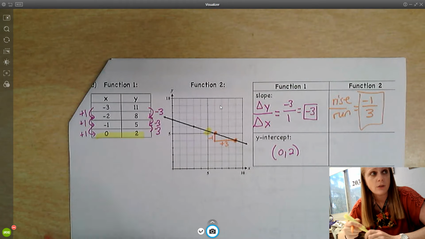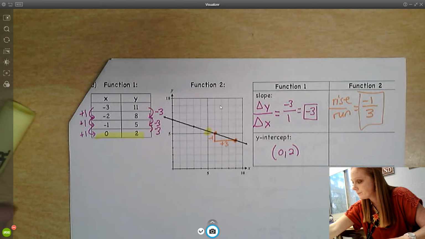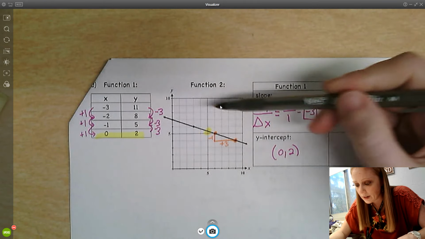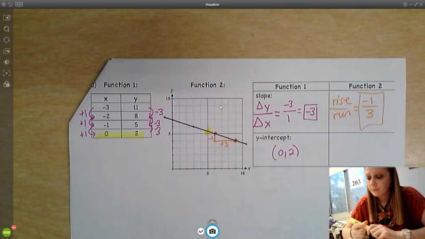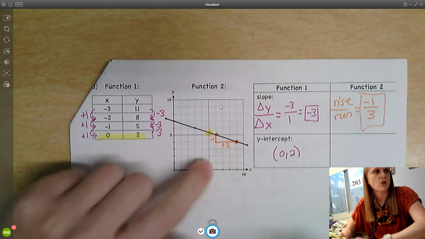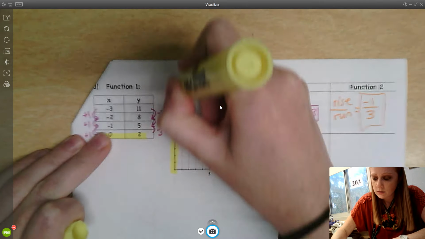So if you look carefully, it looks like it's crossing in between. Oh, this is not the y-axis. My bad. Pretend that's not there. That line looked a little dark, so I thought it was the y-axis. My apologies. This is the y-axis.